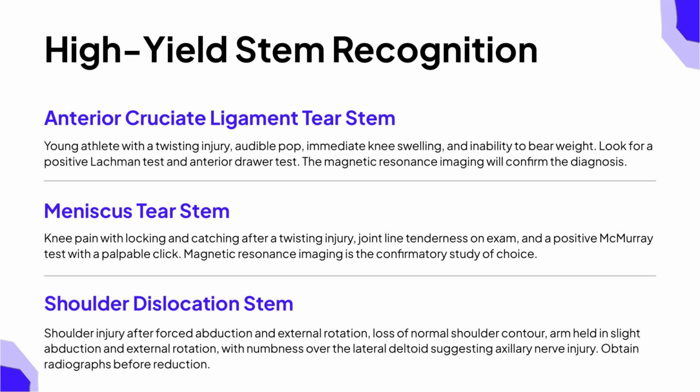For shoulder dislocation, the mechanism is forced abduction and external rotation. The boards will describe a squared-off shoulder and may ask about axillary nerve injury, which presents as numbness over the lateral deltoid. Always remember to get radiographs before attempting reduction to rule out an associated fracture. These stem patterns repeat over and over in question banks and on the real exam.